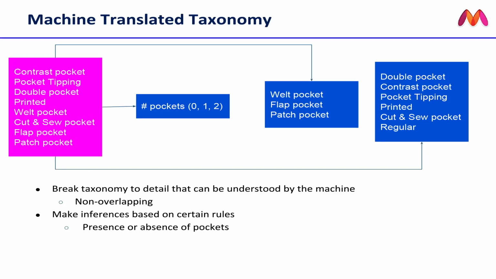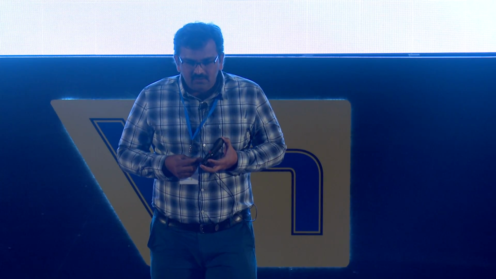So this is how the taxonomy for a pocket would look like when I spoke to the designers. In the slide that we have shown all the values that are possible for a pocket, but then we'll have to split them into items that the machine can learn. For example, if you look at these values, they're not mutually exclusive. So we have to break them down into chunks like pocket, how many number of pockets are there, and what is the type of pocket that is there. Is it a welt, flap, or a patch?